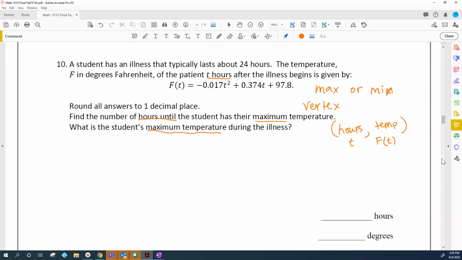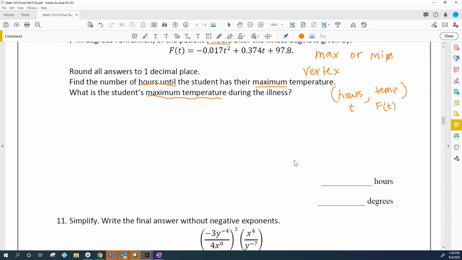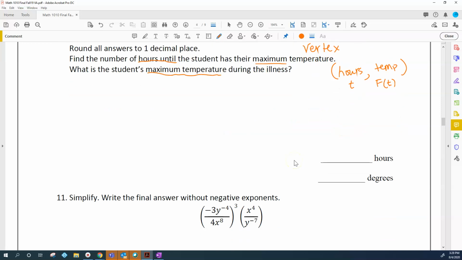There's a blank there. What's the hours at the maximum temperature, and then what is the maximum temperature? Because sometimes students accidentally switch those answers and put them in the wrong blank. Okay, but remember to do that. You're just finding the vertex. So make sure you have that vertex formula written down, that negative b over 2a.